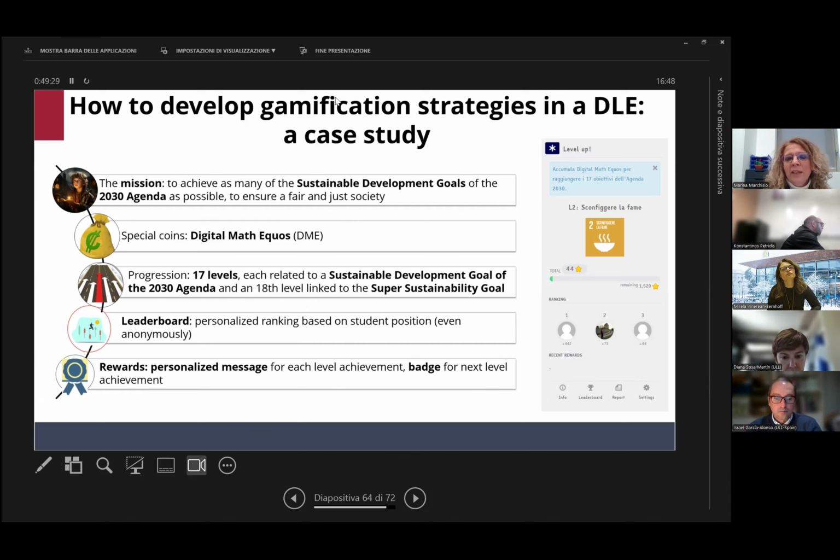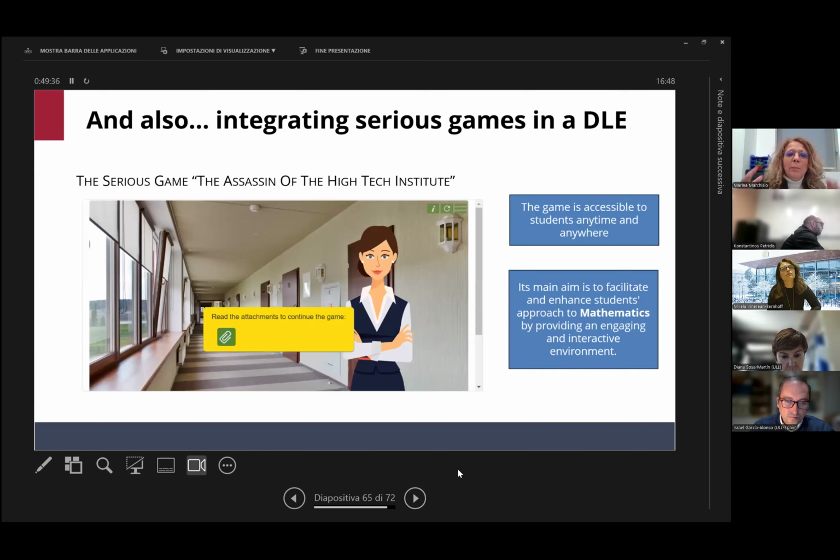It was quite easy to use it. It's a very good experience, and you can keep all inside your digital learning environment. Inside the digital learning environment, we also try to integrate a serious game.